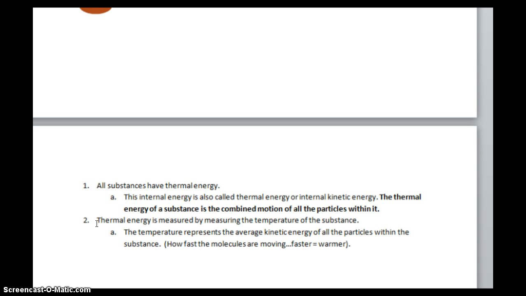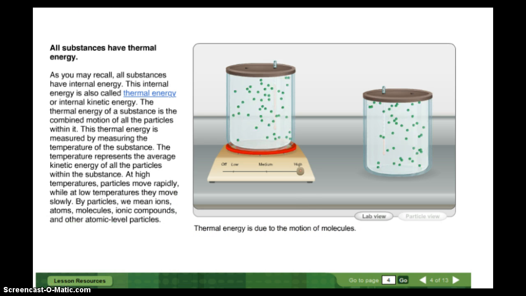Thermal energy is measured by measuring the temperature of the substance. The temperature represents the average kinetic energy of all the particles within the substance. In other words, how fast the molecules are moving. Faster equals warmer equals a higher temperature.